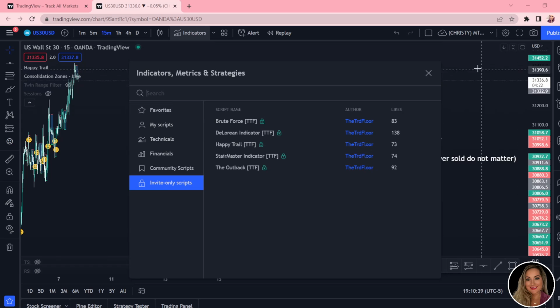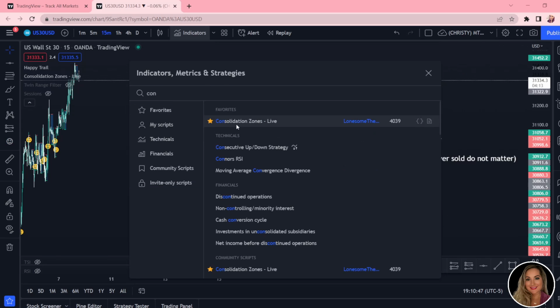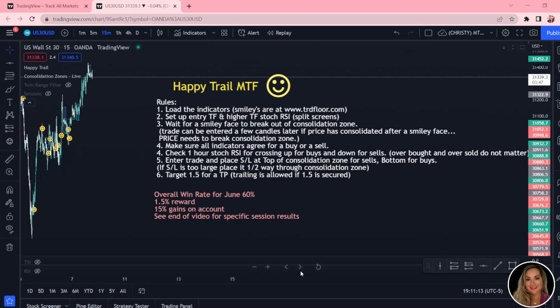The other one that you are going to need is called Consolidation Zones Live, and it's by the Lonesome. You want to click on that one and add that to your charts. You should favorite it so it'll be easy for you to find in the future. Those are the only two that you're going to need for right now. The other one you're going to need is the basic stochastic RSI once we split our screens and get into the strategy, but I'll show you guys that once we start because that's the same for both versions.